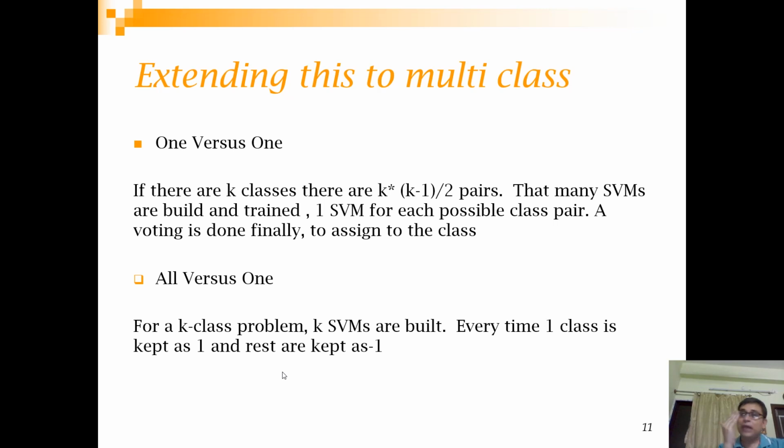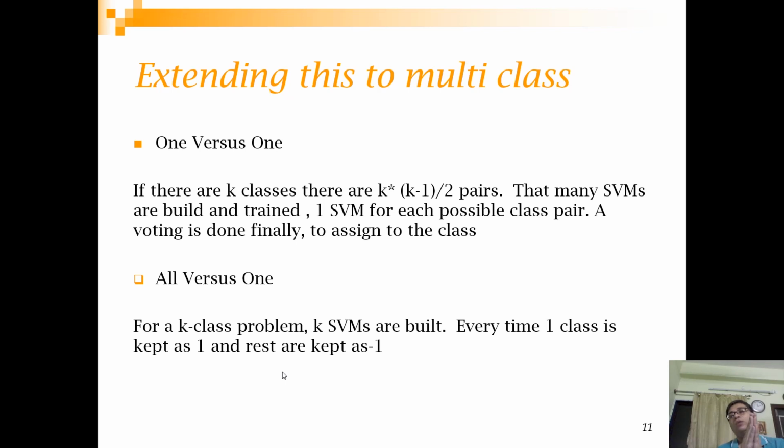This is one approach. Another approach is one versus all. Instead of these k into k minus 1 by 2 SVMs, we build only k SVMs, one for each class. For each class, we make it a binary classification. So for red, we club green and blue and make it not red. The two classes are red and not red. Similarly, we have blue, not blue, and green, not green. That's how we build the k SVMs.